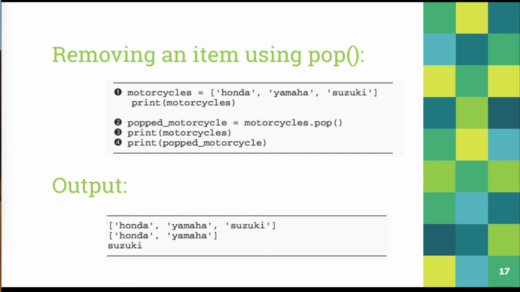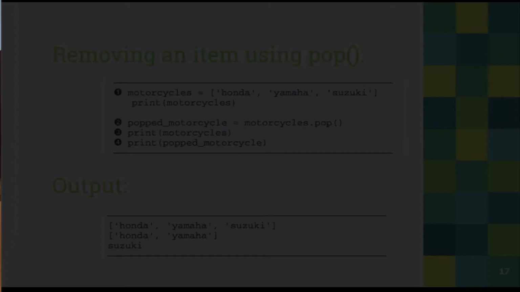At line 2, we create a new variable. We call it popped motorcycle. It could be old user, it could be dead alien, whatever, a variable. And then we use our pop method to store whatever is in that space in popped motorcycle. Then we print motorcycles and we print popped motorcycle. And you see that output there.